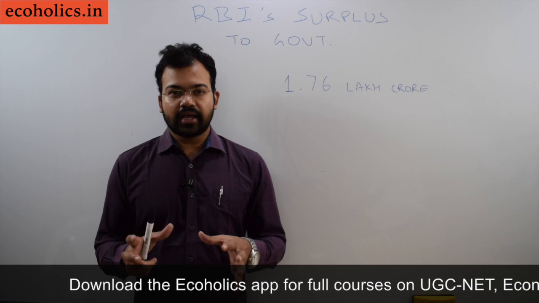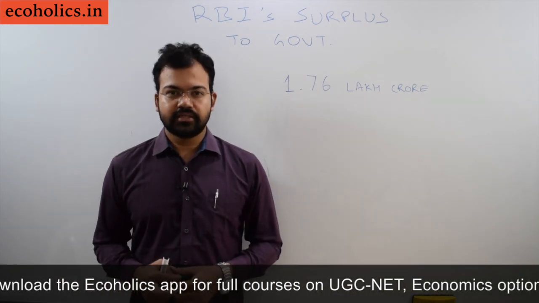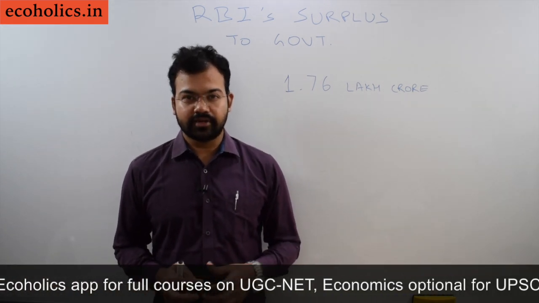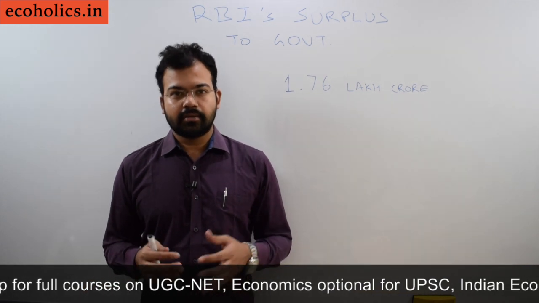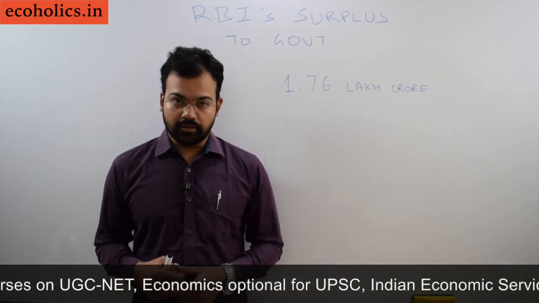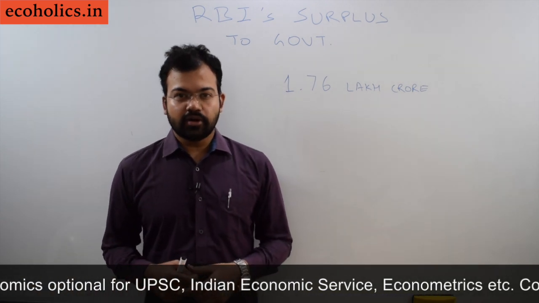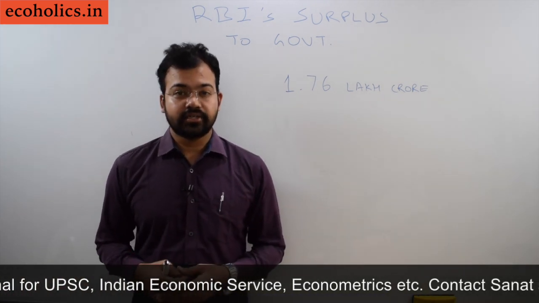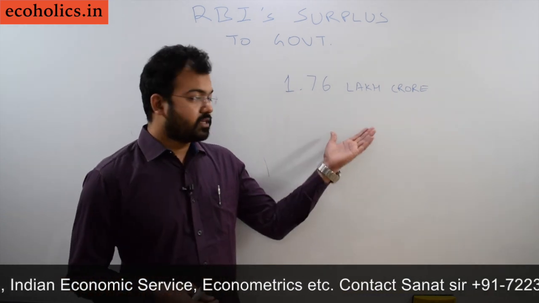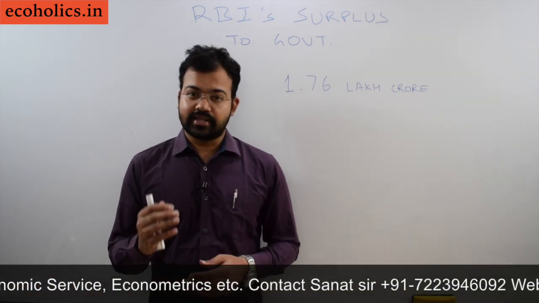Now here the question arises that in the recent budget the government announced that it will receive an RBI surplus amount of around 90,000 crore from RBI in this particular financial year. Then what about the extra 86,000 crore that actually led to the total figure of 1.76 lakh crore?